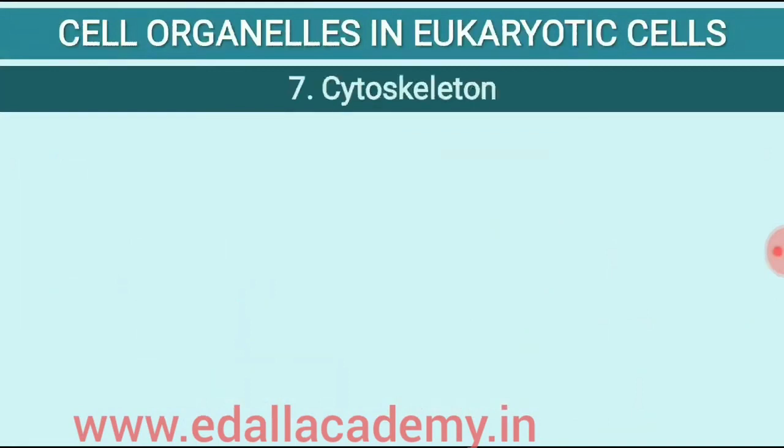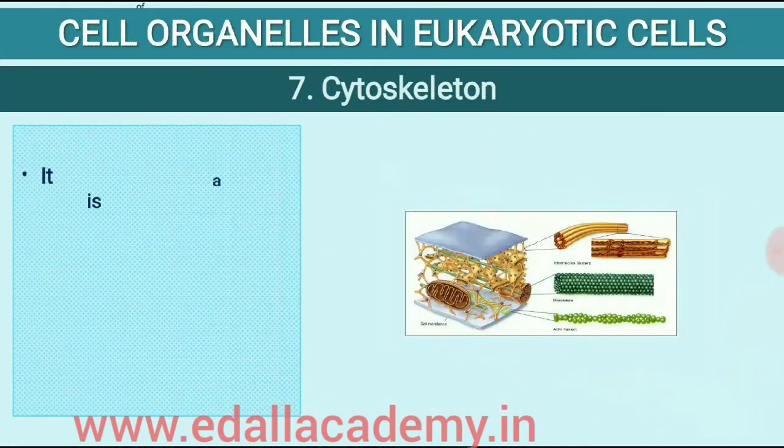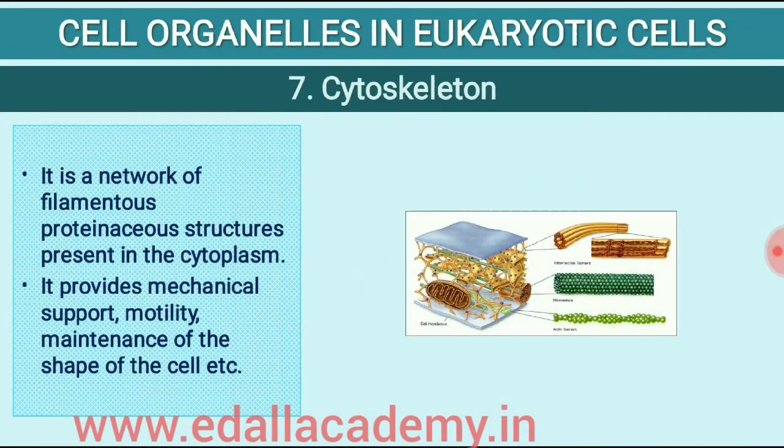8.5.7 Cytoskeleton. An elaborate network of filamentous proteinaceous structures present in the cytoplasm is collectively referred to as the cytoskeleton. The cytoskeleton in a cell is involved in many functions such as mechanical support, motility, maintenance of the shape of the cell.